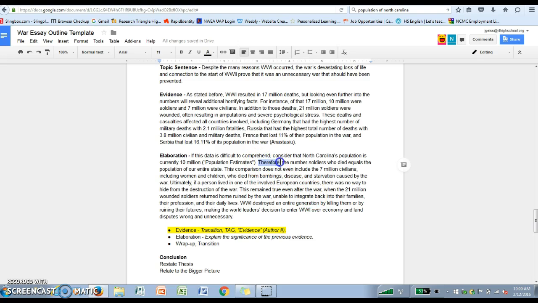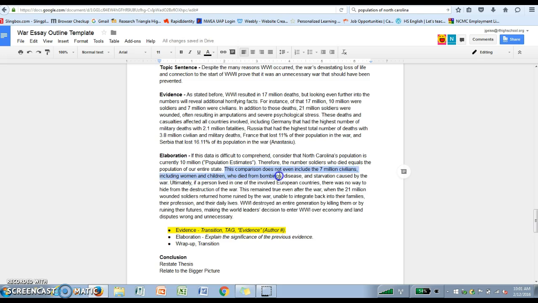So I say, therefore, a transition to explain why this is important. The number of soldiers who died equals the population of our entire state. So I complete the comparison by saying the population of North Carolina equals the number of soldiers who died in the war. And that is hopefully to help my readers understand just how devastating the war was by having them picture everyone in their entire state dying. And that's pretty extreme.